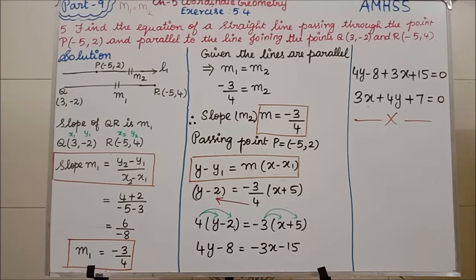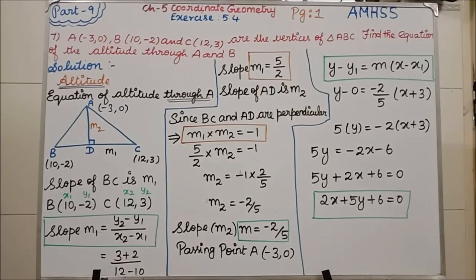Next we will see the 7th question. The 6th question is your homework. In exercise 5.4, this is our 7th question. This is a very big question. So see, I have written page number 1. Why am I writing the page number? To write your classwork in the correct format. Now we'll see the question.